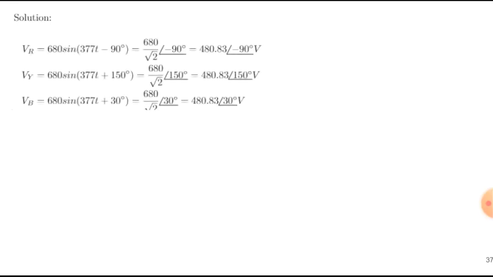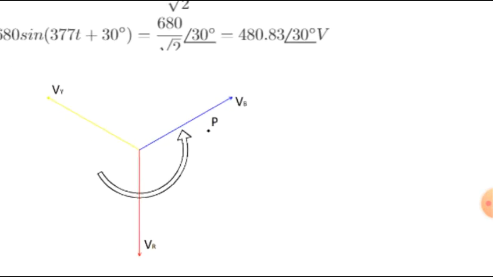So solution, so these are our sources. First, to solve for the phase sequence, we need first to convert the time domain values into phase domain. So we have here negative 90, 150, and 30. So if we try to take the phasor diagram, this is our phasor diagram. So what will be our phase sequence here?